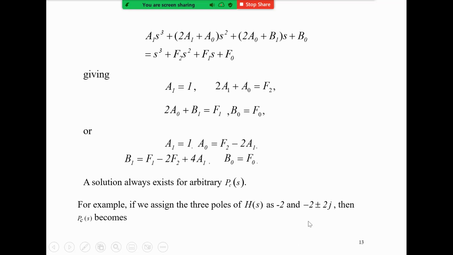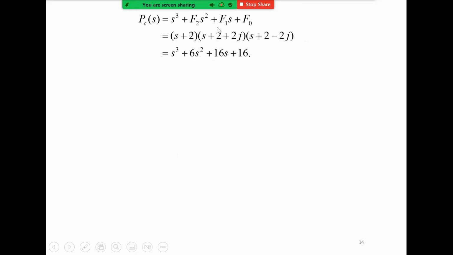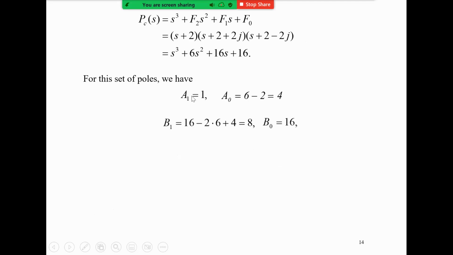Let's just work out a specific example. Let's say I want to place 3 poles: -2 and a pair of complex poles. Then we can work out the desired closed loop polynomial. This is the polynomial we want to match. And then for this set of poles, we can compute the A0, A1, B0, B1. And then this will be the final controller. So first we try the proportional controller. It doesn't work, then we can increase the complexity of the controller.